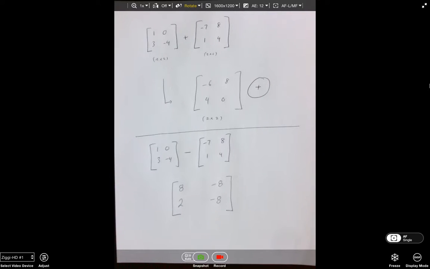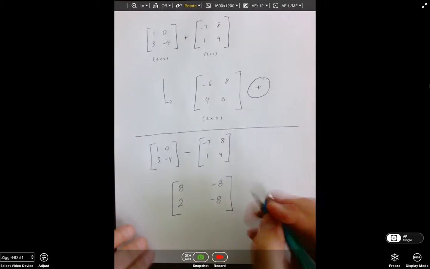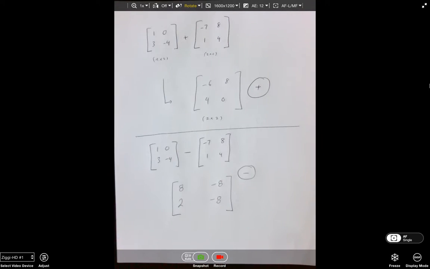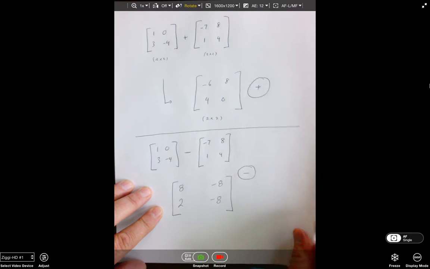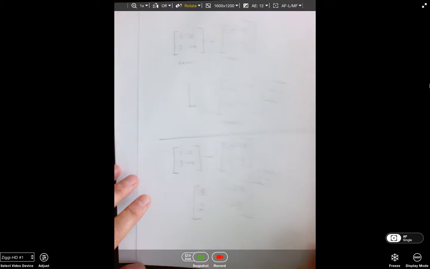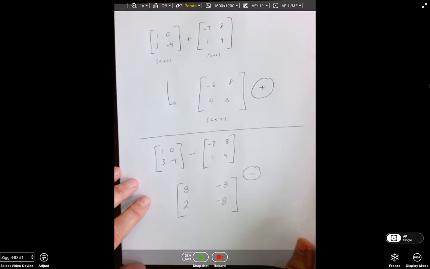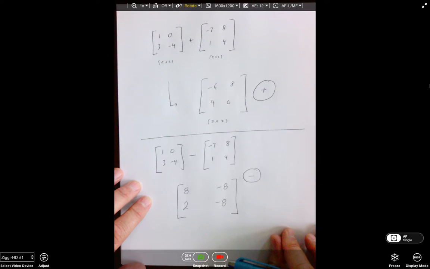So the operation of subtraction on these two matrices, again, because they have the same size, would be this. Now, it turns out, before we get into the tough stuff, that we can do this kind of stuff on our calculator.